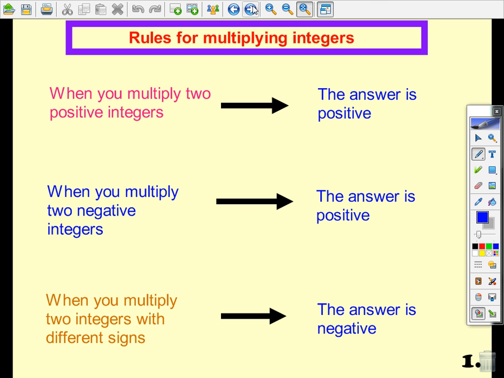So the rules for multiplying integers: when you multiply two positive integers, the answer is positive. When you multiply two negative integers, the answer is positive. When you multiply two integers with different signs, the answer is negative.